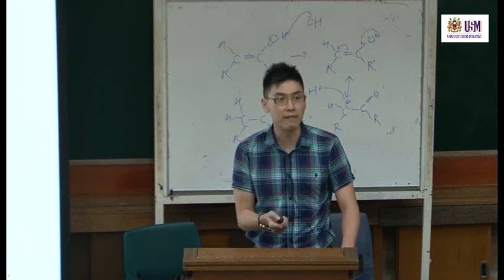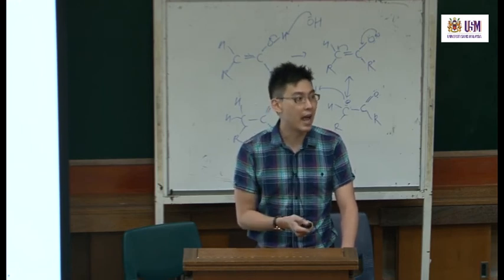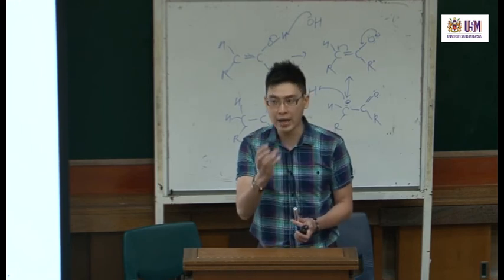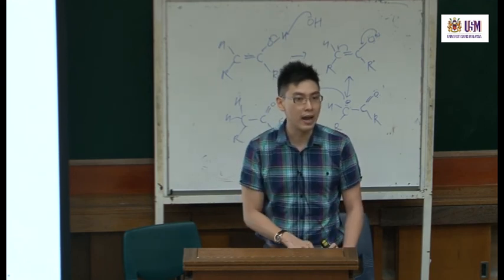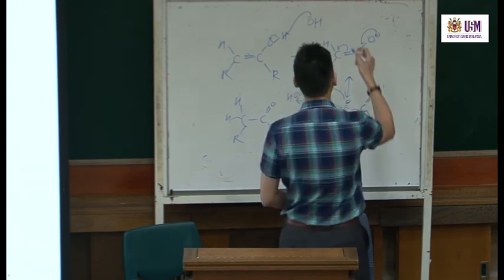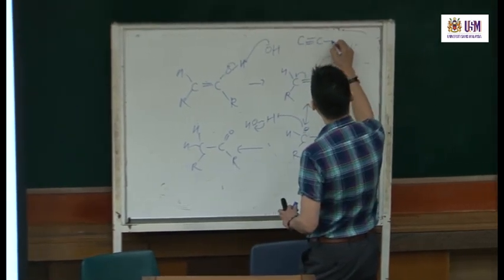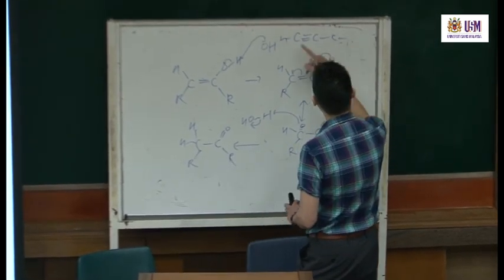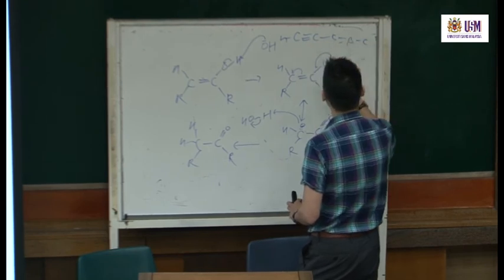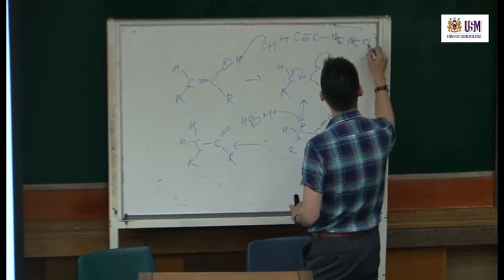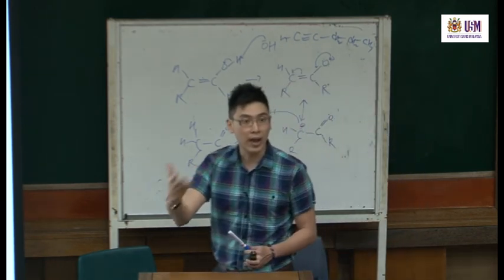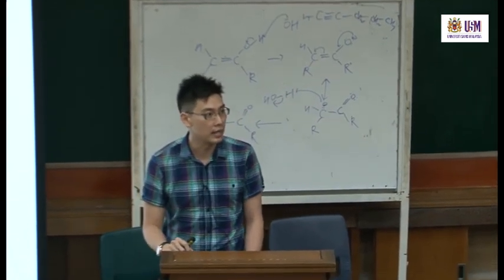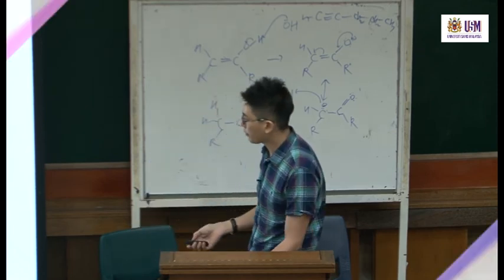So it depends how many C you want to add to your chain. Okay, so you start with the acetylide anion. For example, you want to add 5C into your alkyl halide. What you need to do, you find a terminal alkyne: 1, 2, 3, 4, 5. CH2, CH2, CH3. Okay? This is what you need to start with, depending on how many C you want to add into your alkyl halide. Okay?